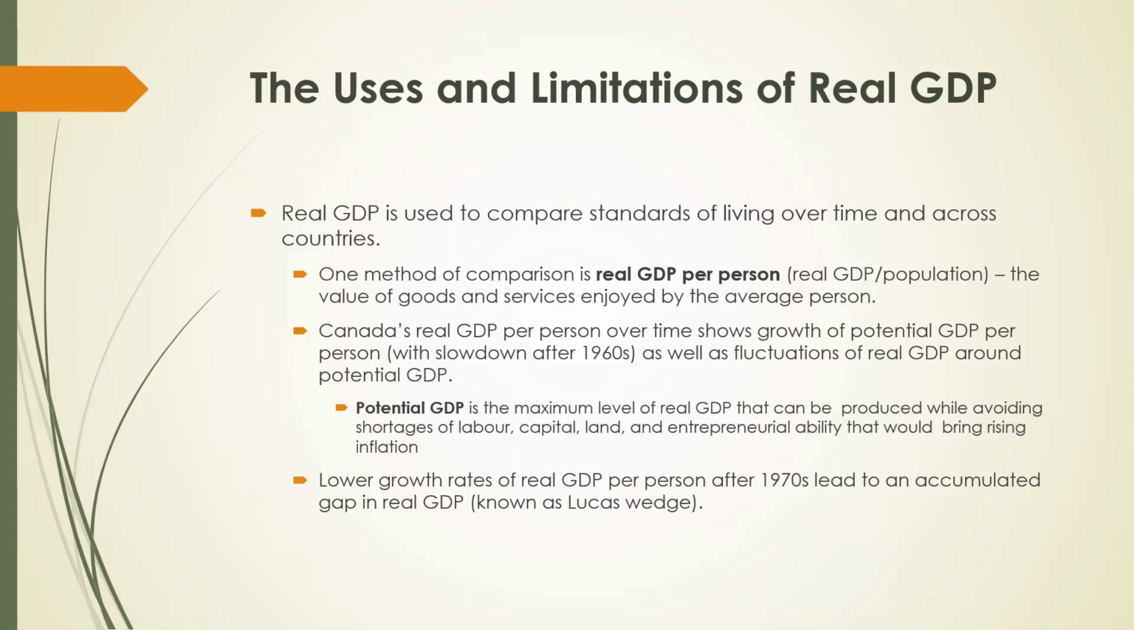The uses and limitations of real GDP. Real GDP per person is a good measure because it shows the quality of life for each individual on average. It's more useful because we want to know what the quality of life is per person, and it's very difficult to figure that out if you're just looking at the whole economy. So looking at the personal level is a lot more useful for us.